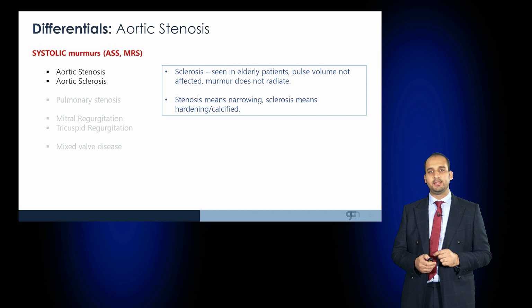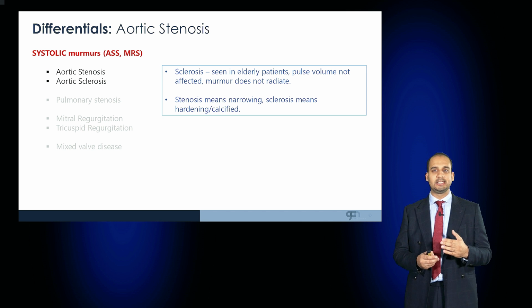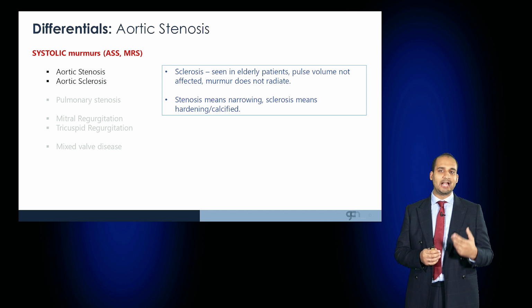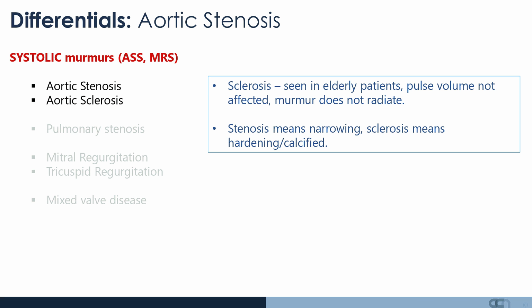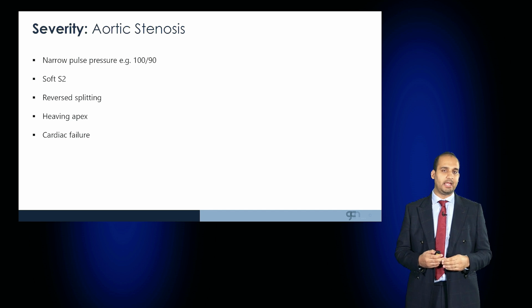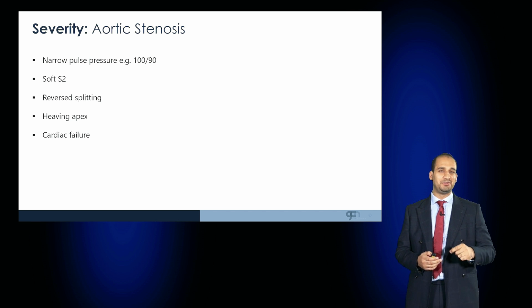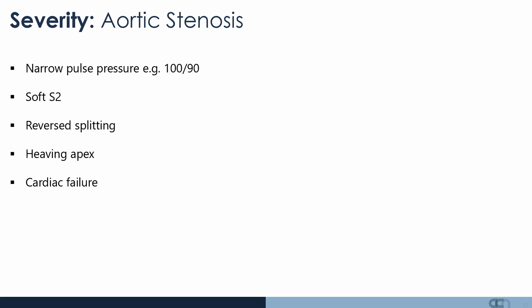Just be aware that sclerosis is usually seen in elderly patients, the pulse volume is not affected, and the murmur does not radiate, and sclerosis essentially means a hardening of the valve, whereas stenosis refers to the narrowing of the valve and would result in a reduced pulse volume and a murmur that radiates. The features of a severe aortic stenosis would include a narrow pulse pressure, a soft second heart sound, reverse splitting, a heaving apex, and eventually cardiac failure.